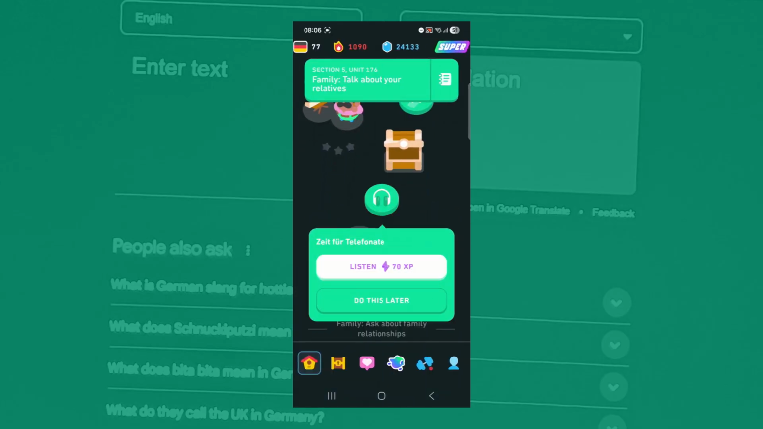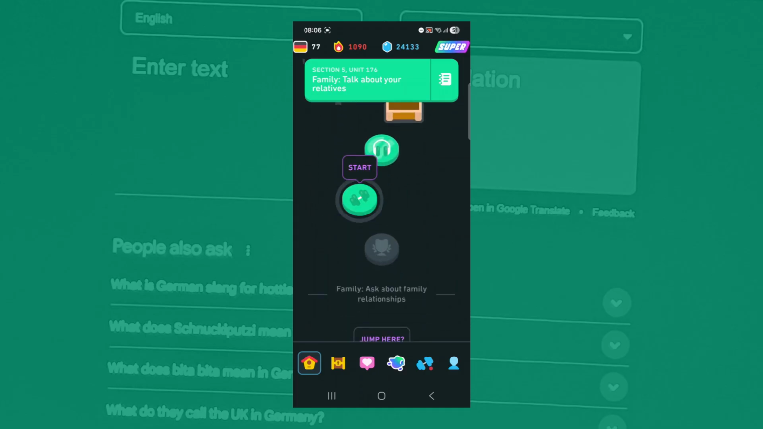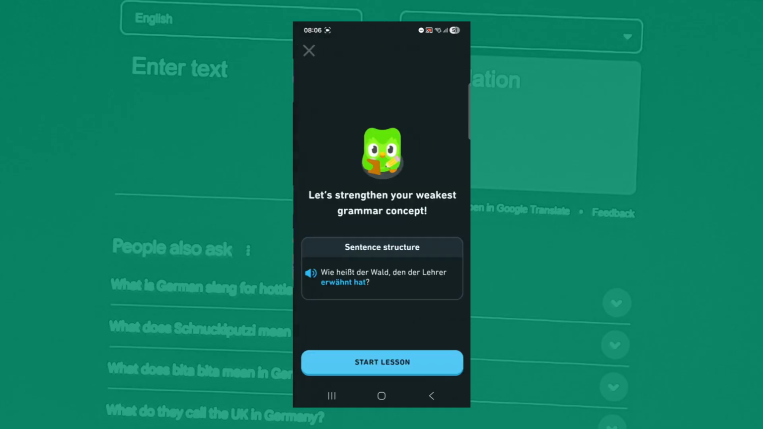Okay, I never do these because I don't like them. Sentence structure. The thing I find weird about these is that they often don't actually practice the thing that they say they're going to practice, but we'll see.